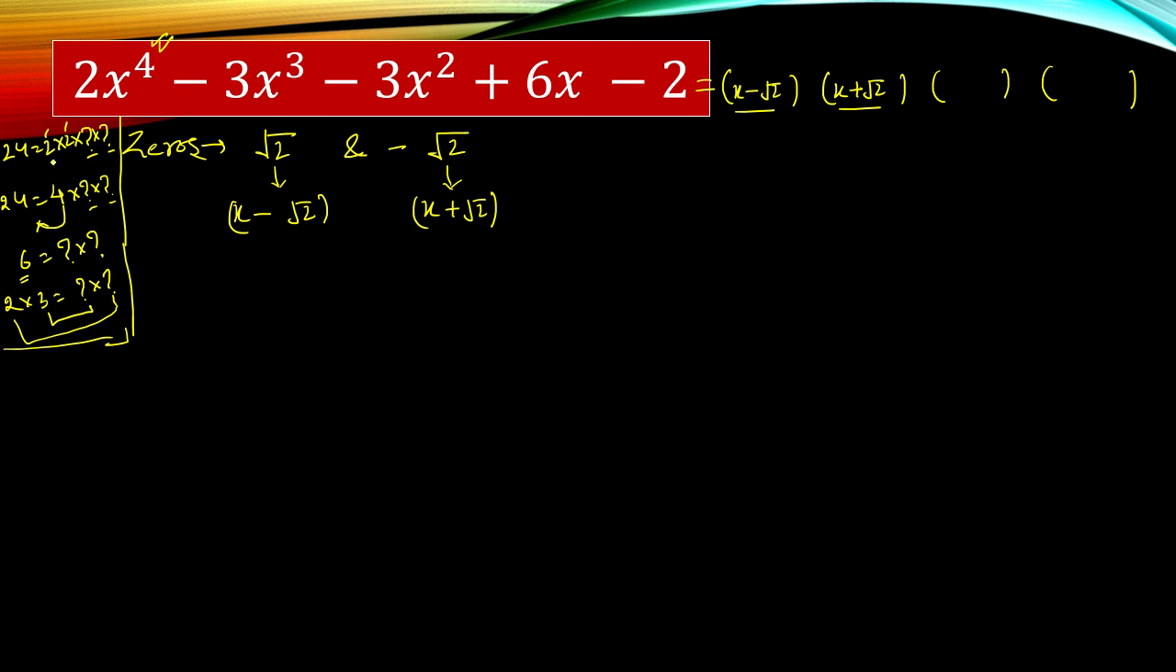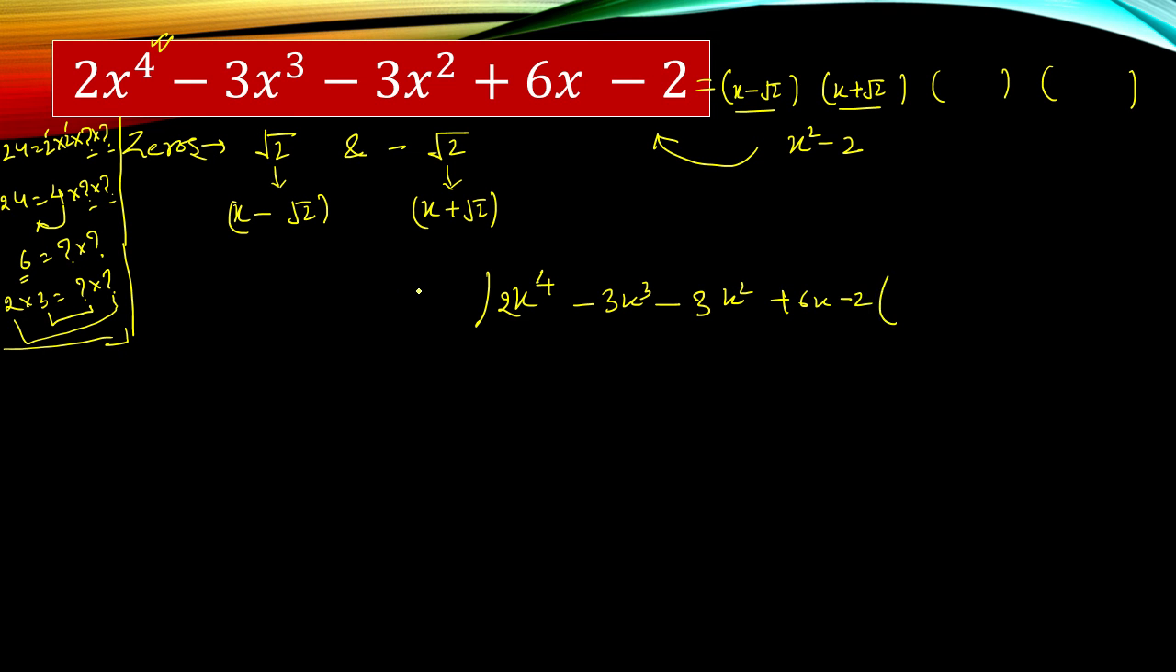Here 2 and 2 were multiplied and the number divided by 4, the multiplication. Same process we will apply here. We get the product of x minus root 2 and x plus root 2, that is x square minus 2. If this polynomial is divided by x square minus 2, we will get a quotient. So I am going to divide this polynomial: x to the power 4 minus 3x cube minus 3x square plus 6x minus 2.